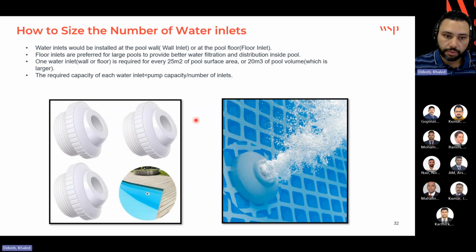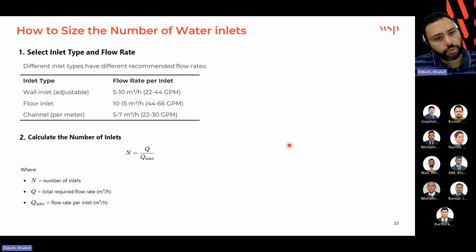Okay, this is adjustable, you see. The good thing about this one, it needs to be the wall inlet. It could be adjustable to increase or decrease the flow. It can go 360 degrees in any direction that we need. And the testing and the commissioning could be adjusted as you wish. Okay. So how to size the number of water inlets?